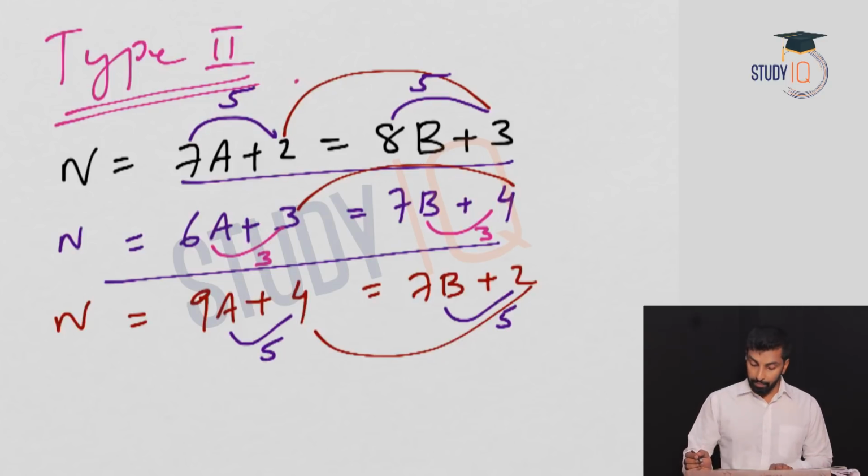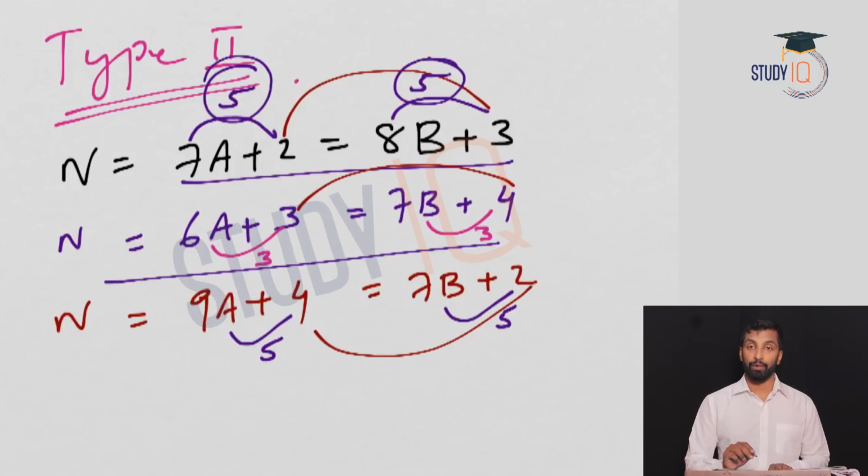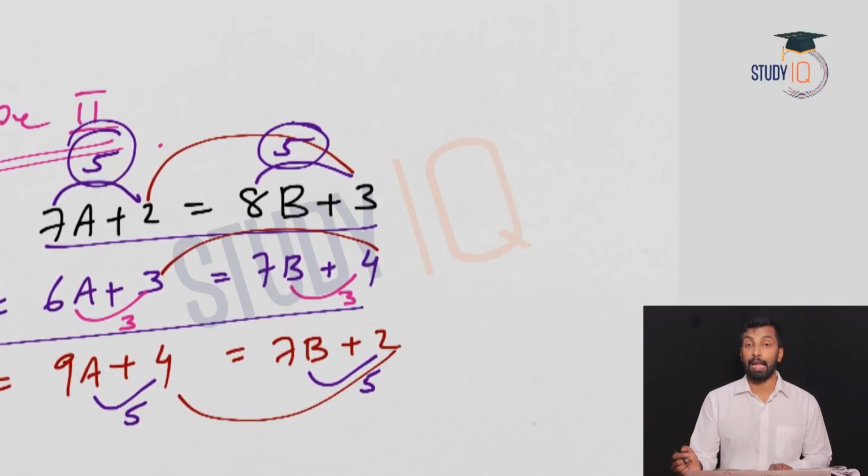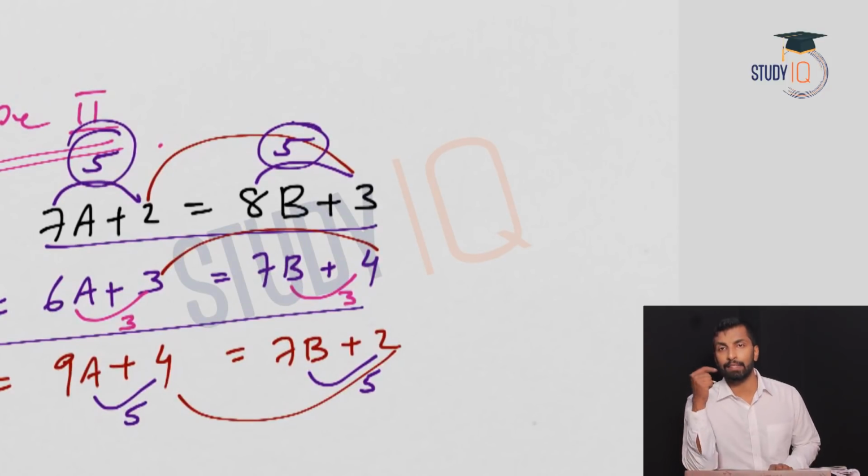So what is common here? The difference between the divisor and the remainder is the same. In this case it is 5, here it is 5. So this is what we call type 2. So if you get a division question, the first thing you need to look at is whether the remainders are the same or not. If it is the same, the first method, LCM plus remainder.